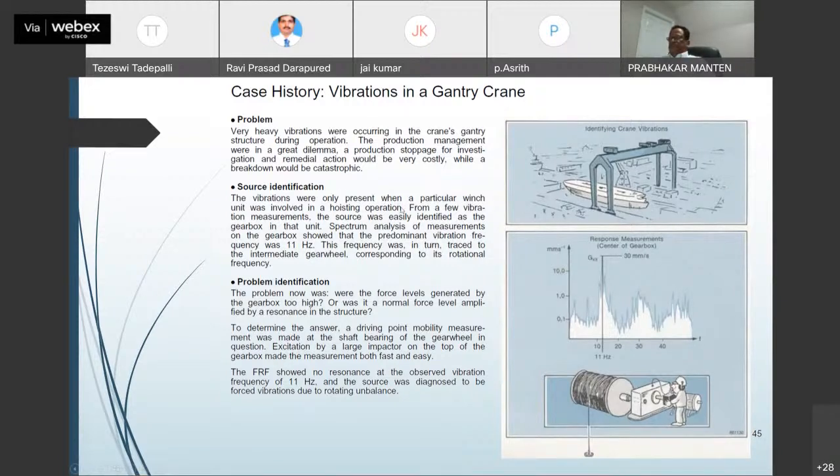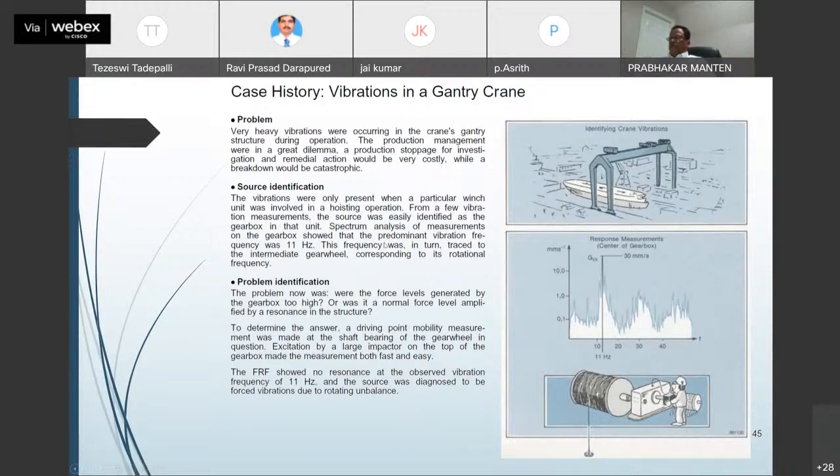The vibrations were only present when a particular winch unit was involved in the hoisting operation. There are several winches, all of them moving, and one of them was found. From a few vibration measurements, the source was easily identified as the gearbox in that particular winch unit. Spectrum analysis of the response measurements.